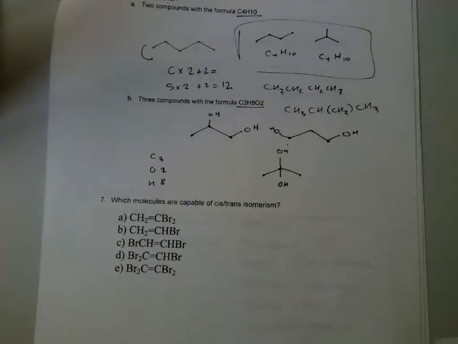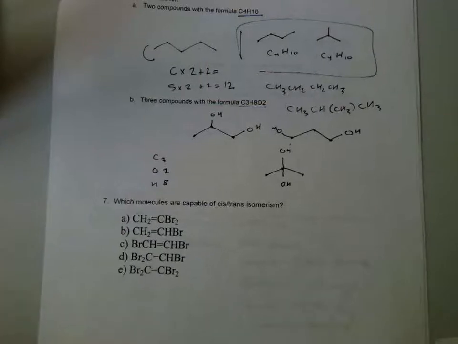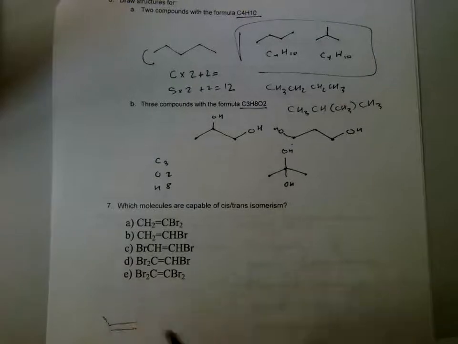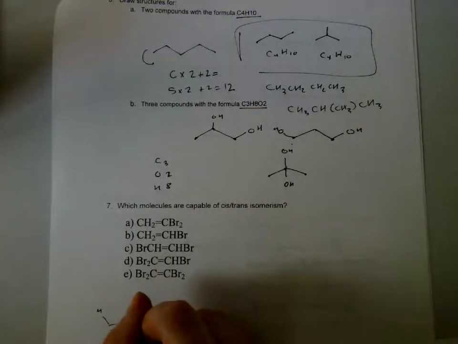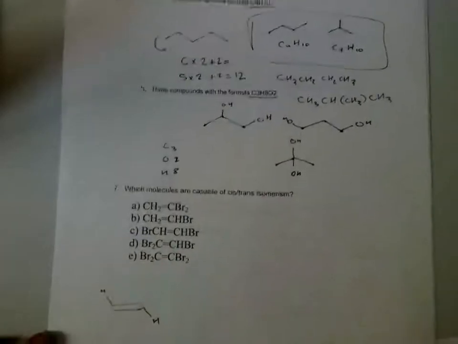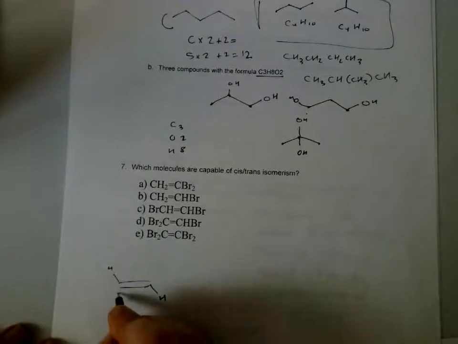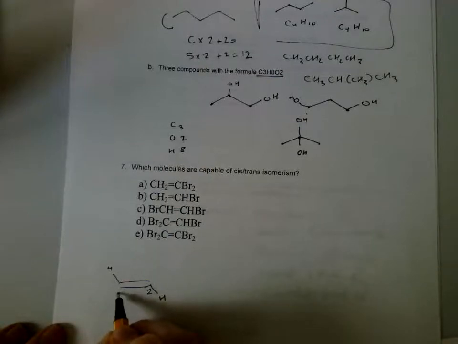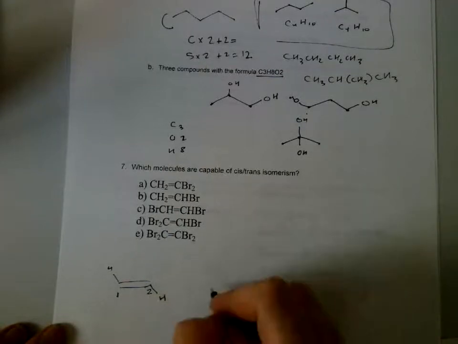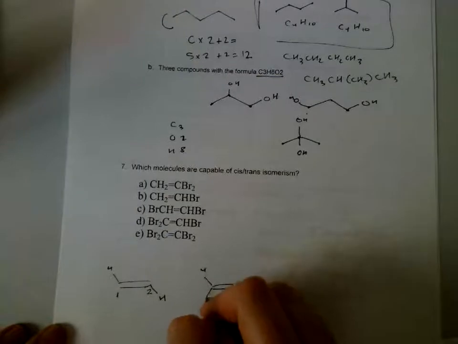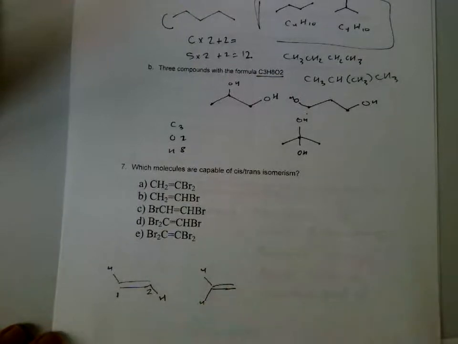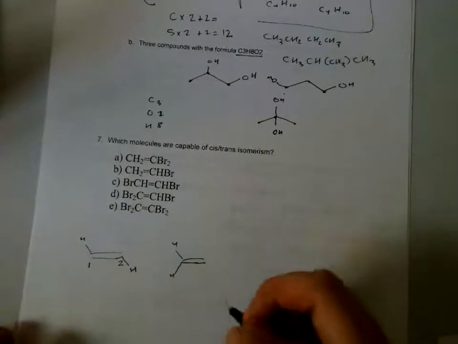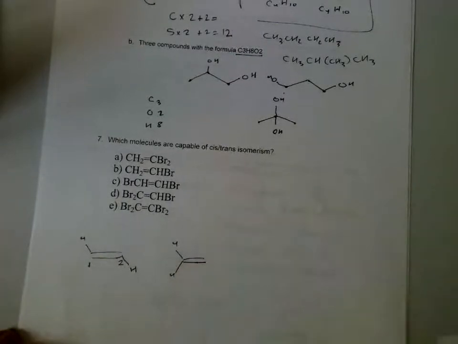Okay. The last one is which molecules are capable of cis-trans isomerism. So for cis-trans, you need at least 2 of the same atom. That can be hydrogen or anything else. And they need to be attached on carbon. I'm just going to number these 1 and 2. You need to have 1 on carbon 1 and 1 on carbon 2. If they're on the same side, you can't do cis or trans because it doesn't matter. There's no rotation to flip that bond, right? So this would not be capable of cis-trans isomerism.